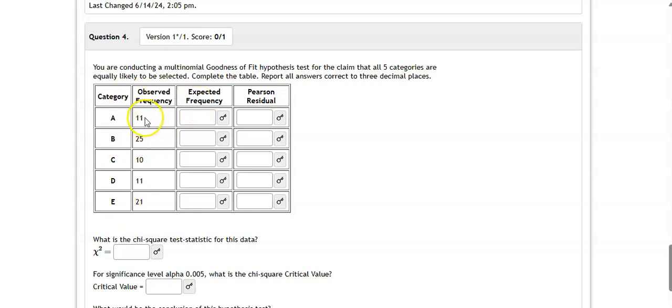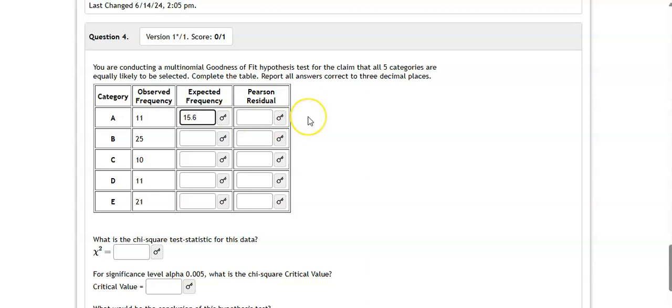All right, so if I add this up, this adds up to 78, and then I will take that 78 and divide it by the 5 categories. And let me do that. 78 divided by 5 is 15.6.